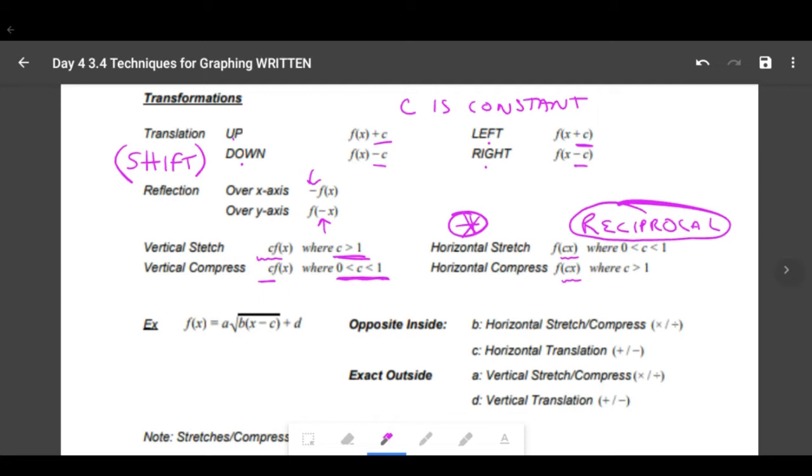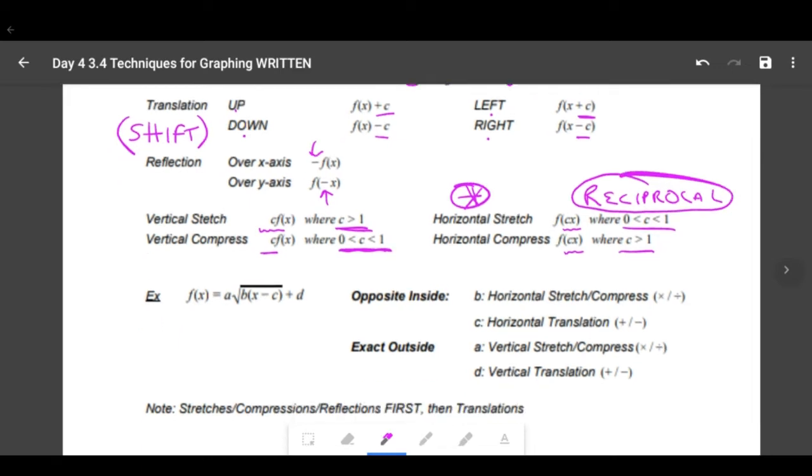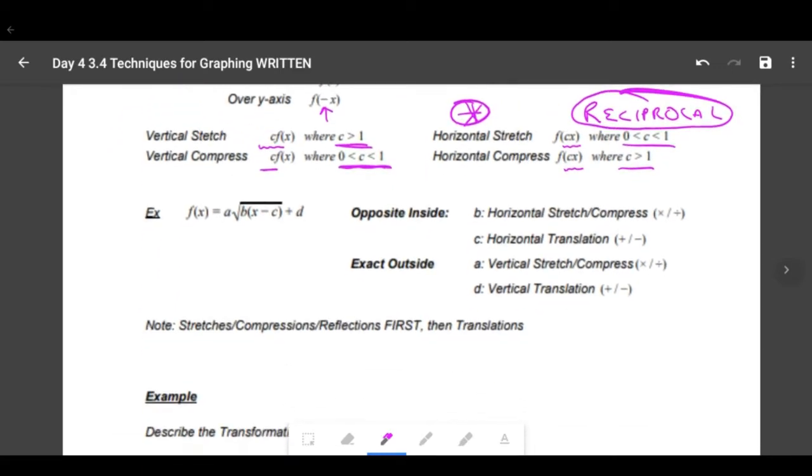If that C in there is between 0 and 1, then you know that's going to be a horizontal stretch. If the C is greater than 1, that's horizontal compression. Again, taking the reciprocal, I think, is the easier way to look at it, or you can go off of those notes. All right.